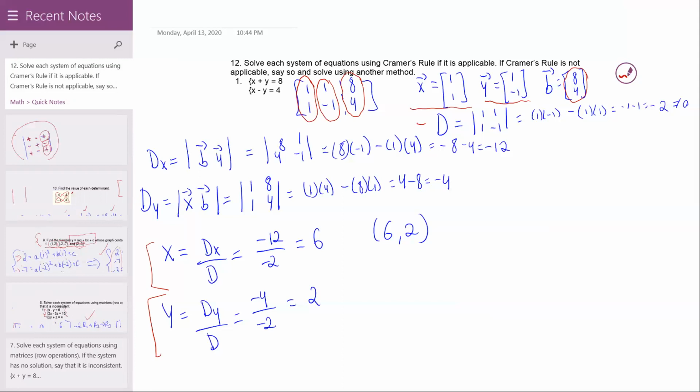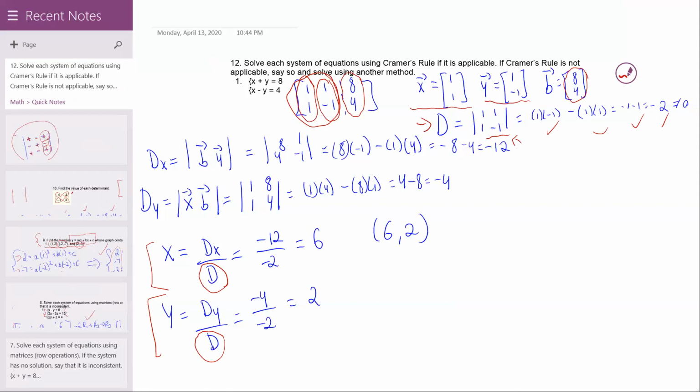So d right here is the determinant of the coefficient matrix. So here is literally taking these four numbers and putting them in a determinant. So once you take the determinant, you have 1 times -1 minus 1, and this equals -2. Now since we're dividing by d in both of these cases, the determinant can't equal 0. So -2 does not equal 0, which means Cramer's rule is applicable.